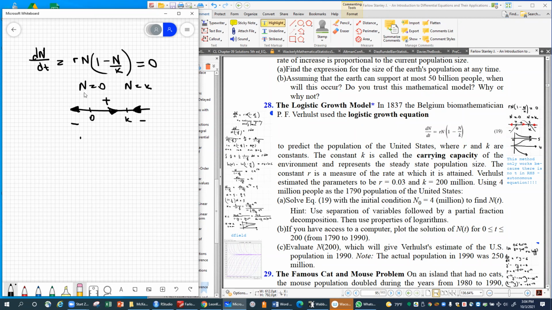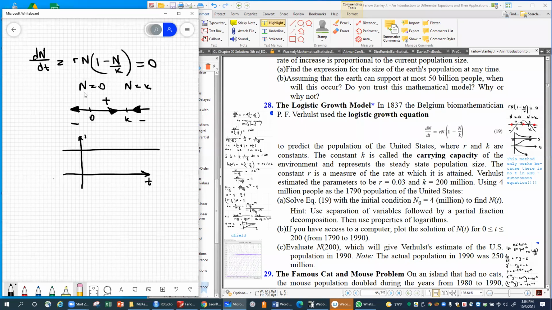So we can draw an approximate solution already, by marking time and marking n here, and you have k and you have 0. What it tells us is that if you start with a negative initial condition, it's decreasing, so those just go like this. You start between 0 and k by increasing, but it has to taper off so as not to cross this. It cannot cross it.